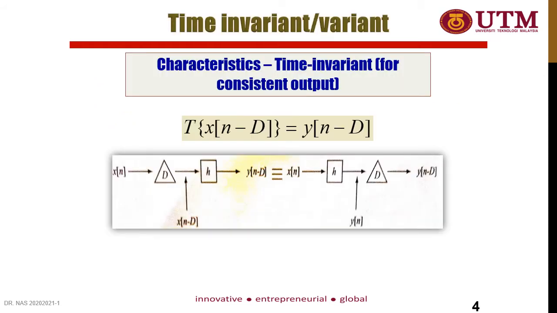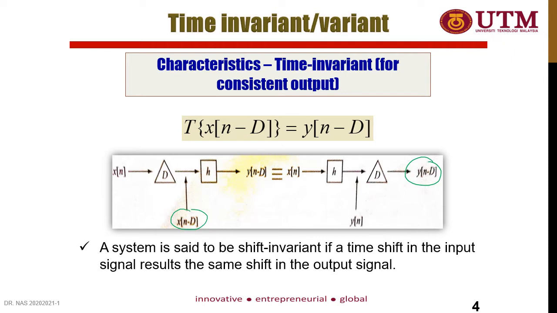Okay, the figure shows the definition of time invariant, in which the time shift at the input will result in the same shift in the output. A system is said to be shift invariant if a time shift in the input results in the same shift in the output signal.